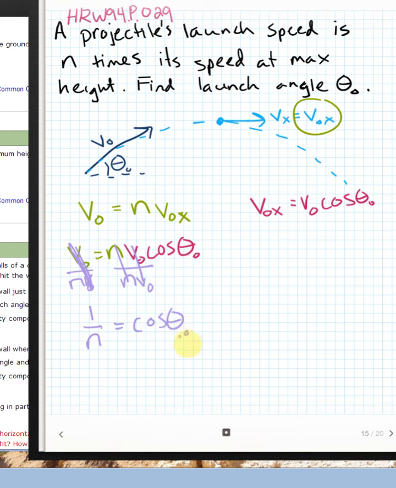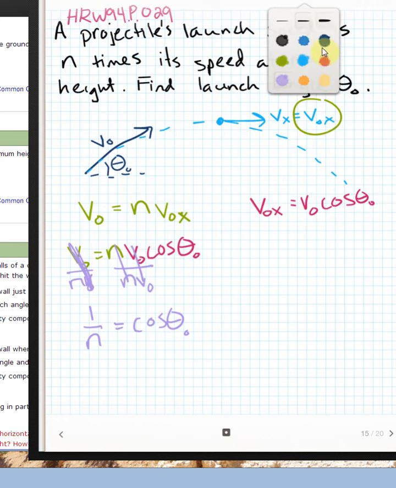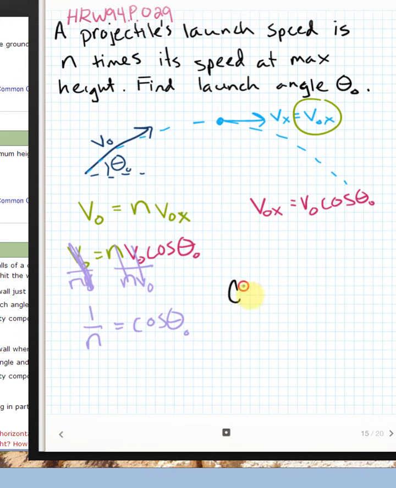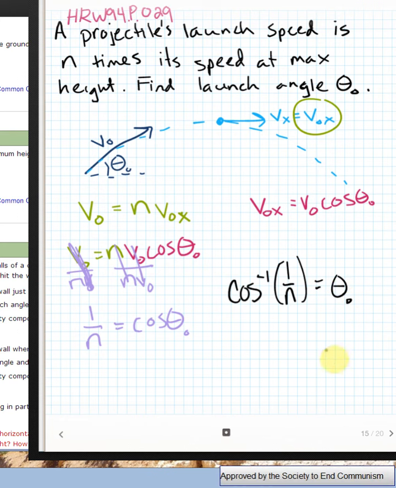To get a theta, instead of the cosine of theta, I have to undo the cosine, which means taking the inverse cosine of both sides. So I end up with the inverse cosine of 1 over n is equal to the angle. And you just pop in your number there and use a calculator and you're done.